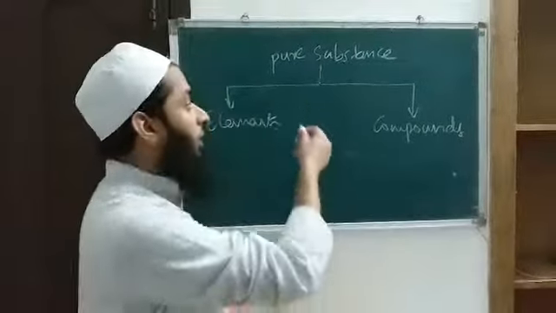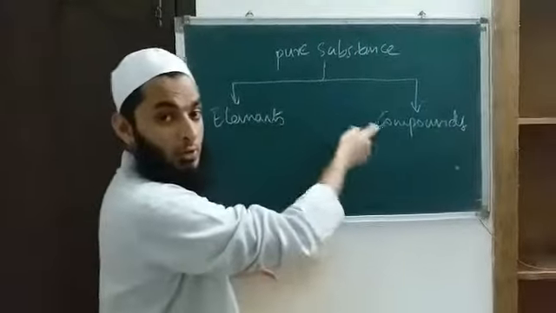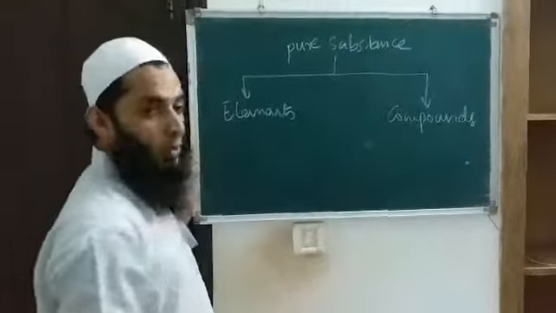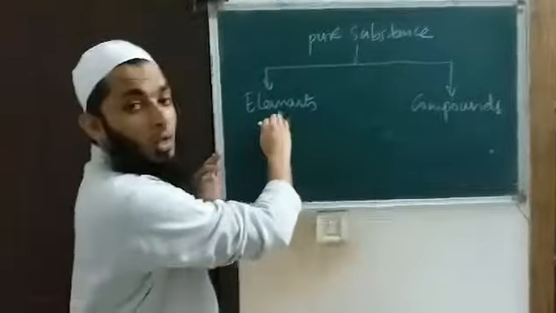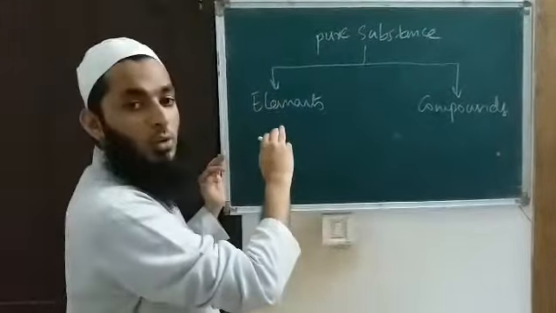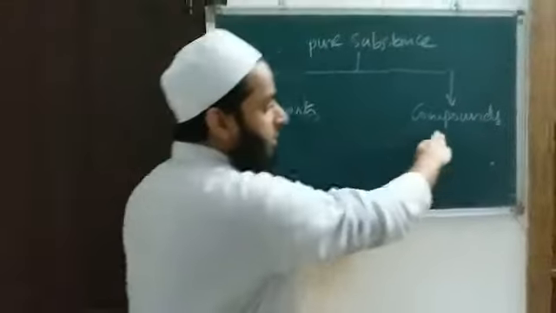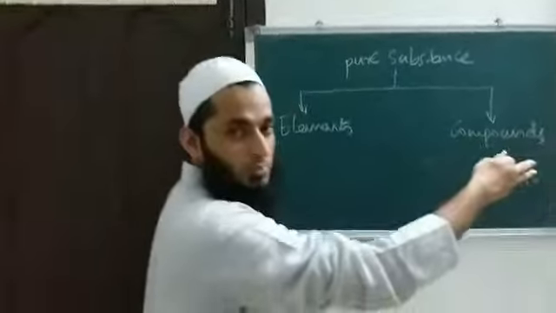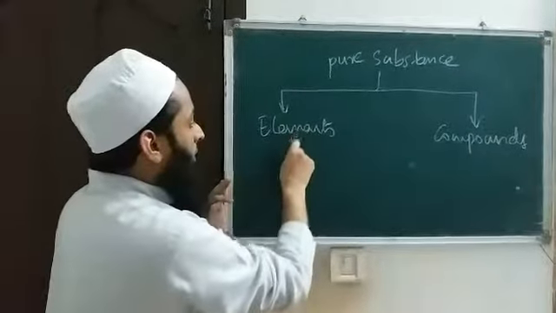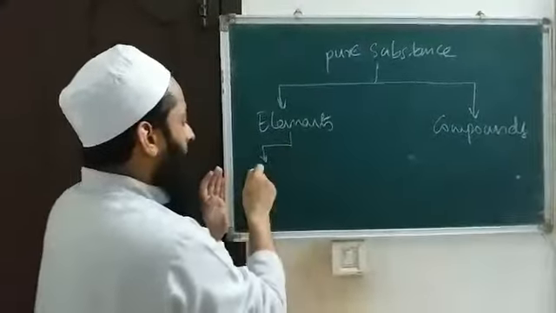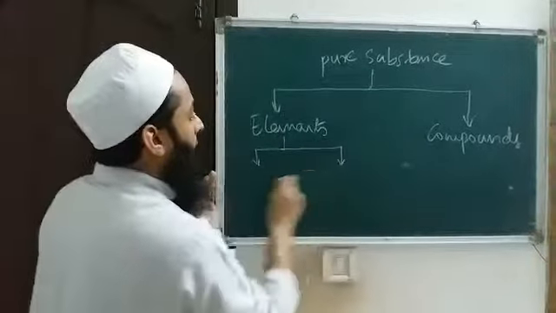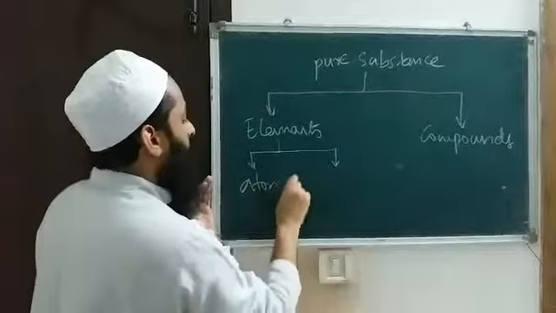As I was saying, the classification. Now, pure substance can be classified into elements and compounds. In elements, there will be the same atoms. Here, the difference is that compounds will have different atoms. That's all. Okay. Now, here you can see, it can be atoms or molecules.